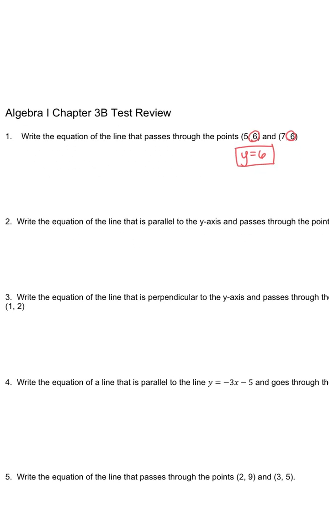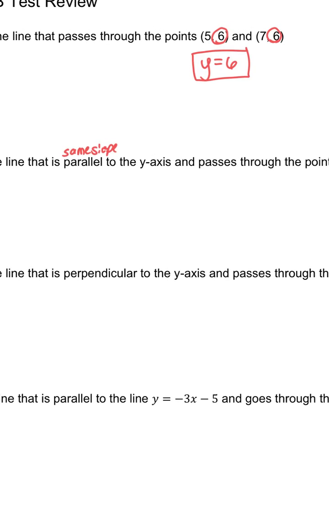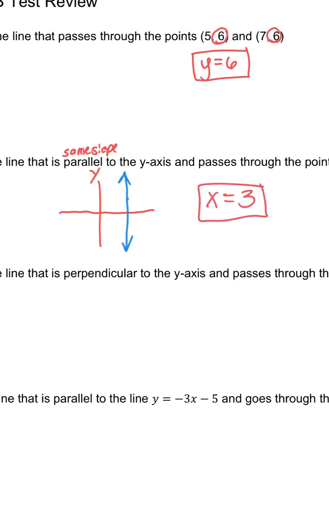Write the equation of the line that is parallel. Parallel, remember, means same slope to the y-axis and passes through the point (3, 2). So we need a line that is parallel to this y-axis, and it goes through the point (3, 2). So we'll call this (3, 2), and it's parallel. Therefore, that line is going to be our x. So x equals 3 is the equation of this line.